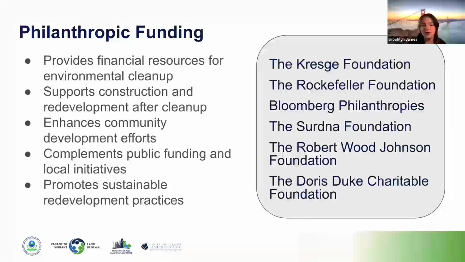A great resource to tap into is philanthropic funding. So our program only funds up to the actual redevelopment. We don't have funding for the redevelopment itself or construction. So it's great to look for different foundations or other resources for this construction and redevelopment. They can also help enhance community development efforts that are going on in your community. They can complement public funding and other local initiatives that your community is working on, and a lot of them promote sustainable redevelopment practices. So I have a list of some examples of philanthropic funding that deal with land reuse here on the slide. So if you're interested, you can check out some of these different foundations.